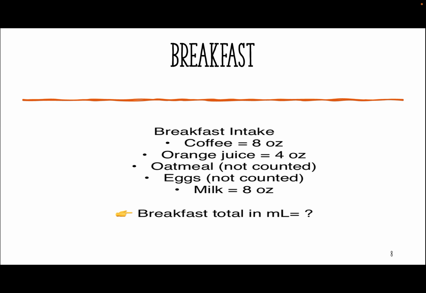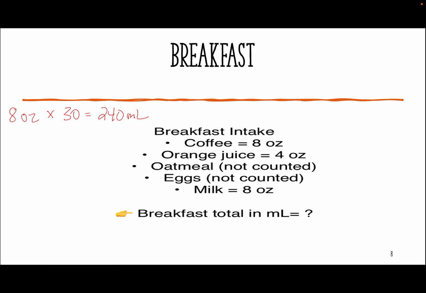So I'm going to show you 2 ways that you can calculate this. You pick which way is easier for you. Okay, so one way that you could do this is, for coffee, we have 8 ounces. So here is our 8 ounces. And I know that to go from ounces to mLs, I multiply by 30 because 1 ounce equals 30 mLs. So when I do this, I get 240 mLs.